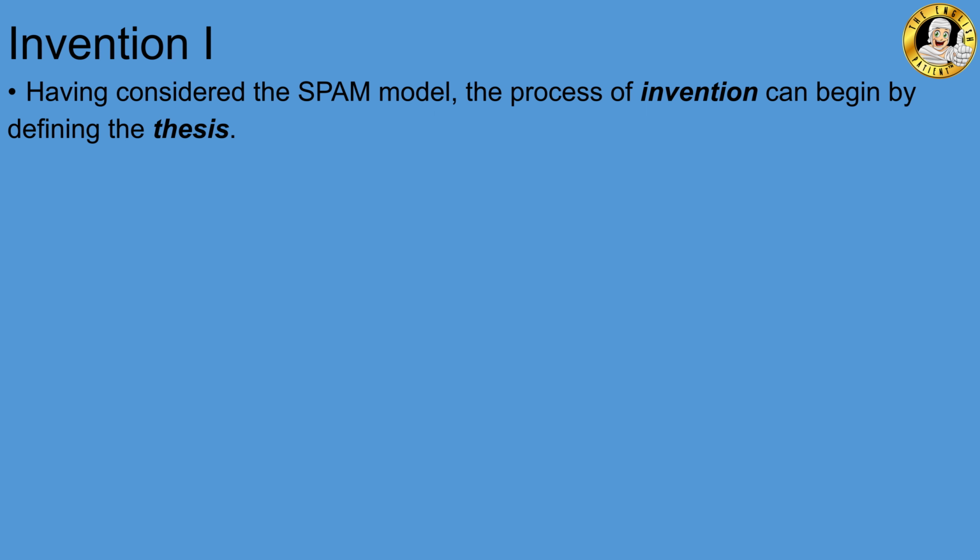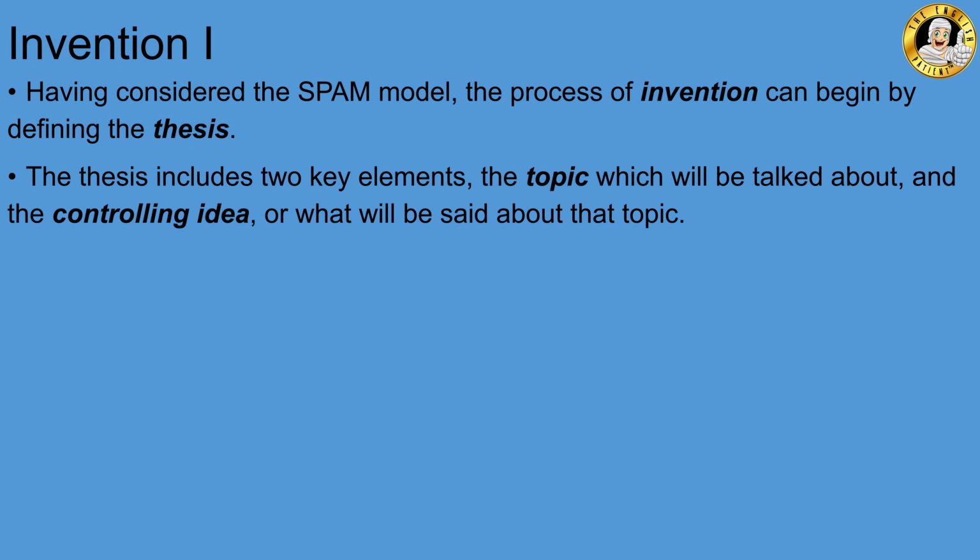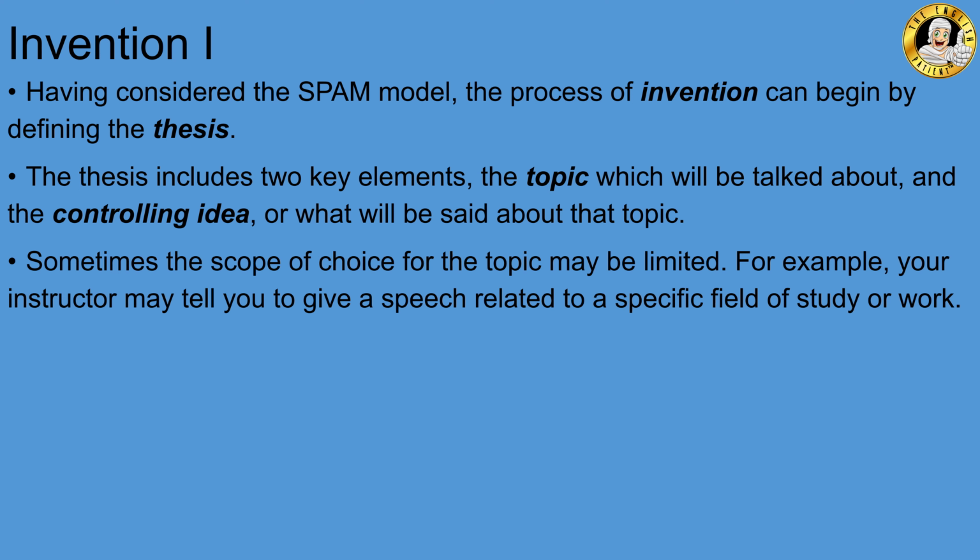Now, having considered the SPAM model, you can begin the process of invention. And you want to start really by defining your thesis. The thesis will have two key elements to it. The first being the topic, that which you are talking about, and the next being the controlling idea, or that which you wish to say about the topic.